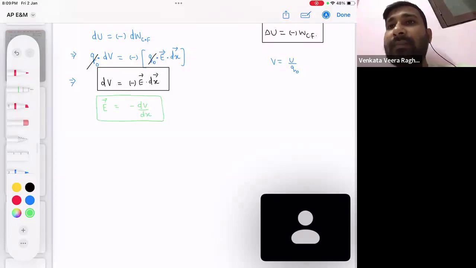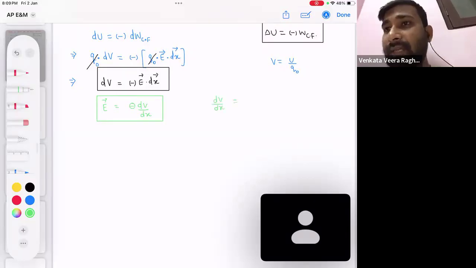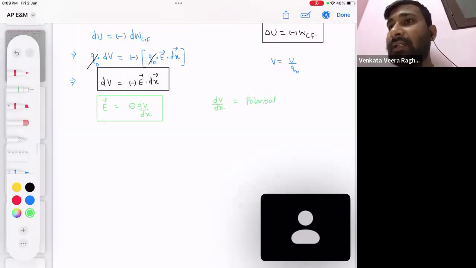So this dV by dx, you know what this dV by dx is called as? dV by dx is called the potential gradient. Okay, dV by dx is called as what? The potential gradient. Okay, is that clear?